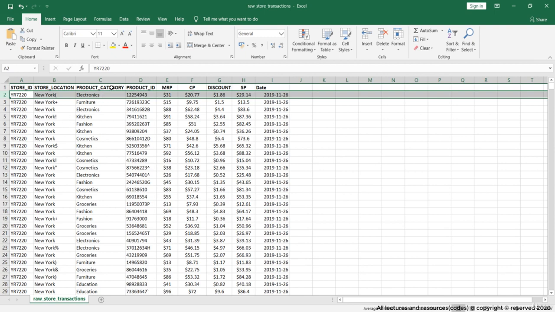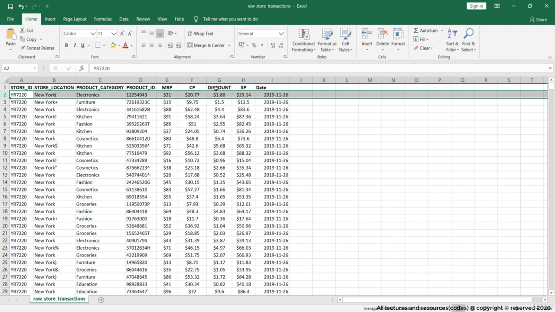Next, we have the product category of the sold product. Electronics, kitchen, furniture are some of the categories. Then is the product ID of the sold product. Product MRP in dollars. Here also we have a dollar sign before the price. We would need to remove this dollar sign too to perform any mathematical operations on this column. And then this column is the cost price, CP, the price at which the store bought that product.